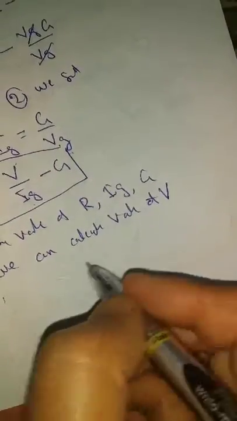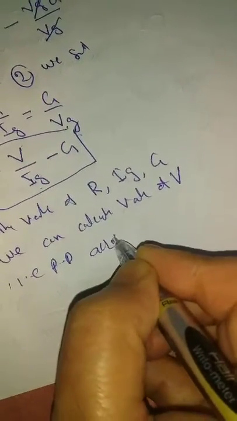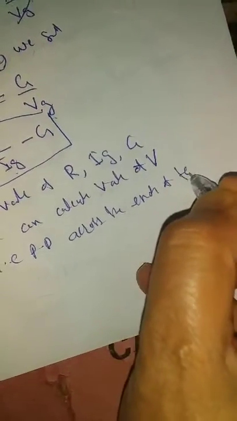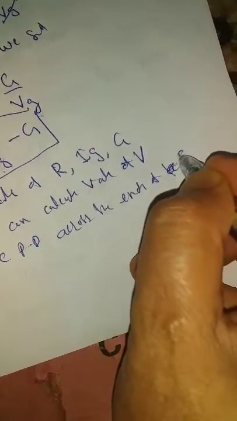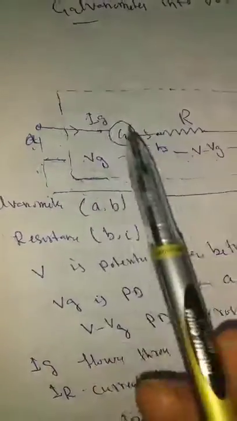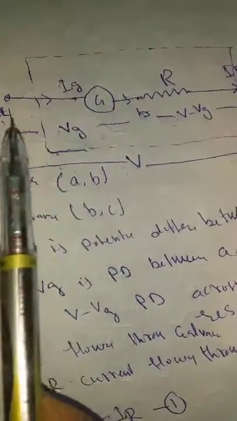That is called V. That means we can calculate the value of V. That is the potential difference across the ends of the terminals, the ends of A and C. That means we can calculate the potential difference. This was the galvanometer, which I have converted into a voltmeter. A voltmeter is used for measuring the potential difference across any two points in the circuit.